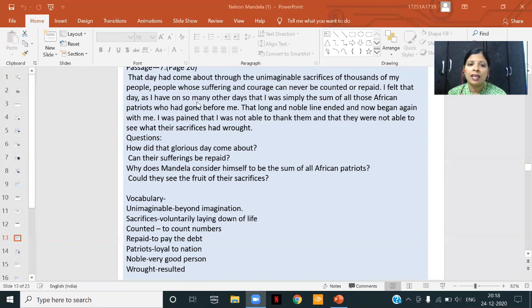I felt that day, as I have on so many other days, that I was simply the sum of all those African patriots who had gone before me. So he says, I am, as Nelson Mandela, the sum total of all the patriots who died before me. That line, that long and noble line, ended and now began again with me. So he says, this line of nobility is going to begin from me. I was pained that I was not able to thank them and that they were not able to see what their sacrifices had brought. So Nelson Mandela says, it is very sad that they are not here today to witness what their sacrifices had resulted in.